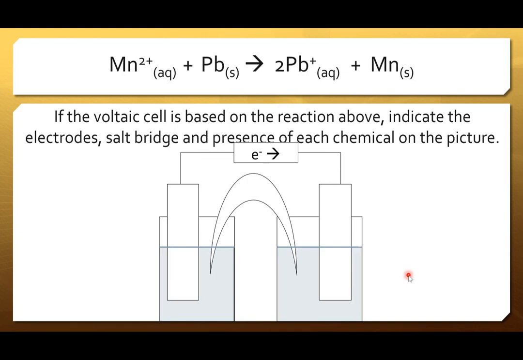So what I want you guys to do now is pause the video and think about where everything would be in the voltaic cell. So if a voltaic cell is based on the reaction above, indicate the electrodes, the salt bridges, and then where each of the chemicals will be in the picture. Go ahead and assume that this chemical reaction is in the same direction as the electrons flowing. So the chemical reaction is going to flow from left to right, and electrons are going to flow from left to right. So go ahead and draw this scenario.